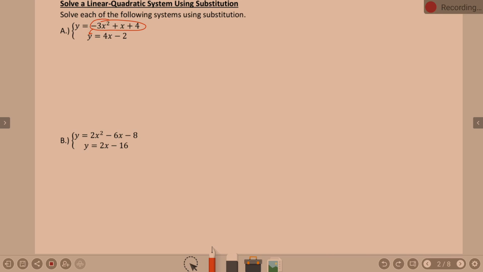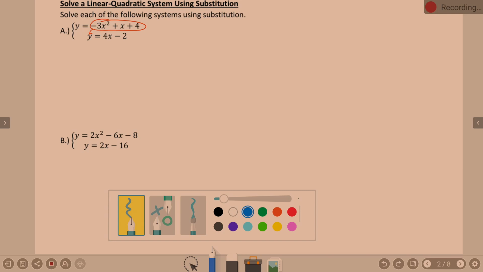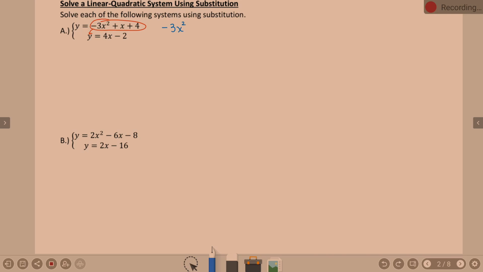Okay, if I take one of my equations and put it in place of y, well, that means instead of y equals 4x minus 2, I'm going to have negative 3x squared plus x plus 4 equals, what's the other piece of this? 4x minus 2. Okay? So both equations are y equals. When they're both y equals, you just set them equal to each other and do your math. Thoughts on what to do with this?